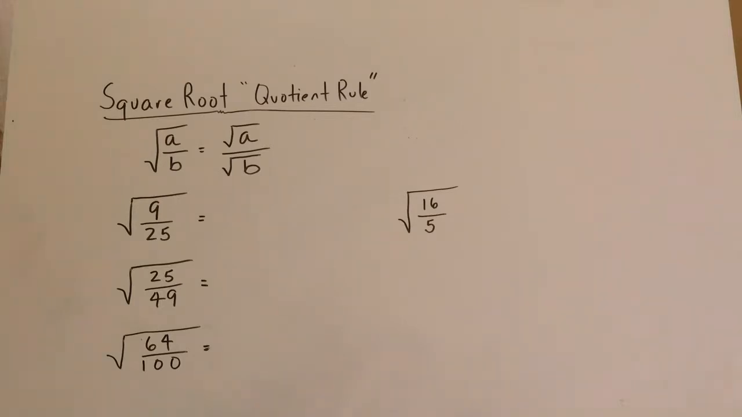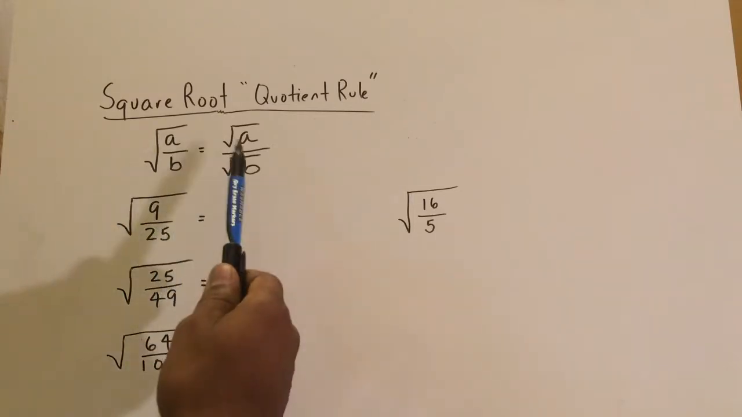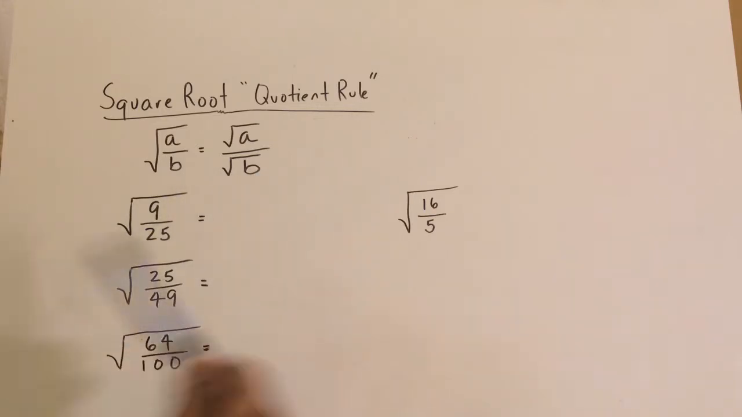Today we're going to talk about the square root quotient rule. Did you know that you can take a square root that is dividing two factors and separate the square root for each factor? So you'll have the square root of A, the numerator, and the square root of B, the denominator, with two separate square roots. Let's try this out on a few examples.